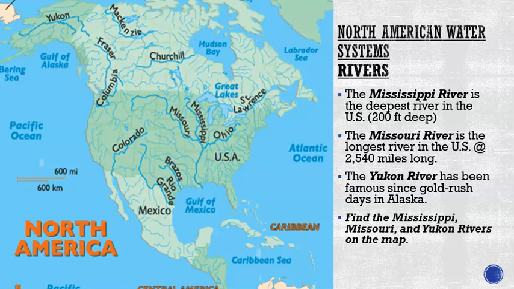There are many important river systems in North America. Our text wants us to highlight 3 in particular. They are the Mississippi River, which is the deepest river in the United States, the Missouri River, which is the longest river in the United States at 2,540 miles long, and then also the Yukon River up in Alaska. The Yukon River has been famous since the gold rush days in Alaska.